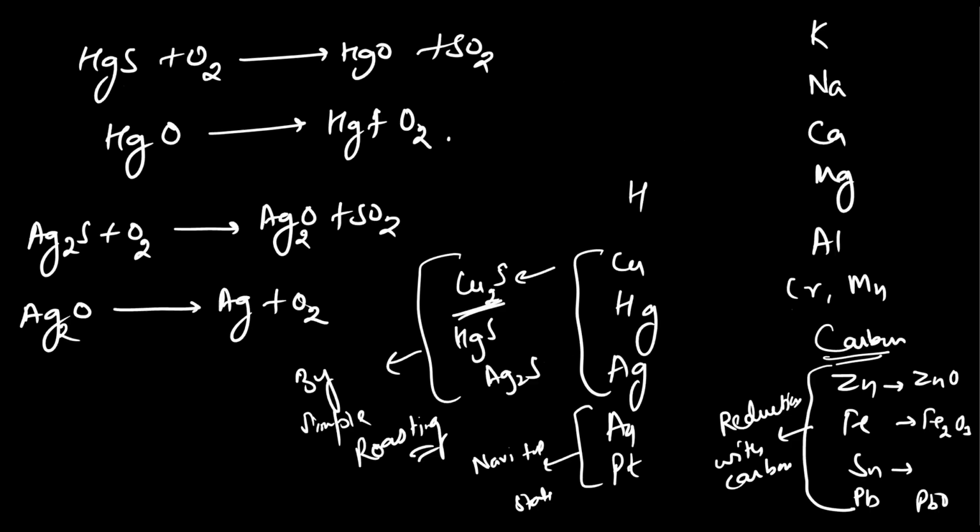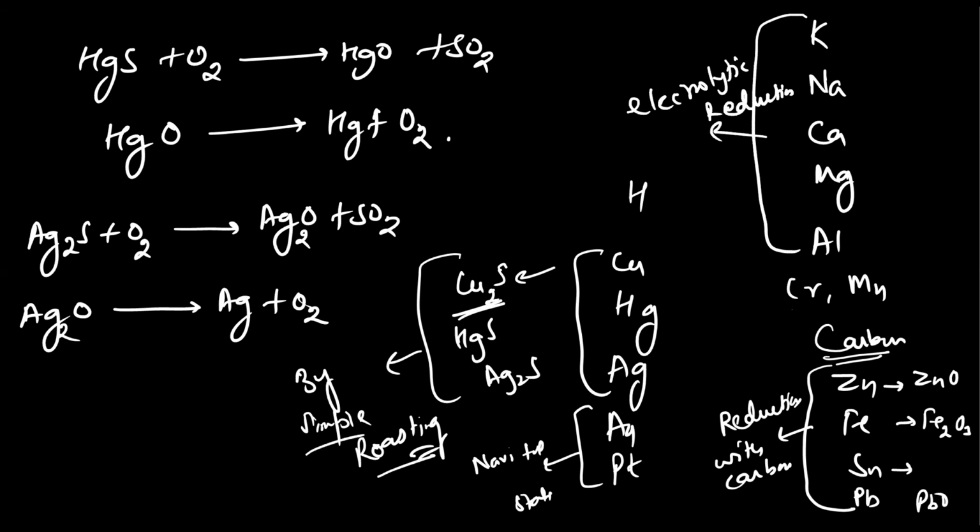These metals we are talking about, like chromium and manganese, can be reduced by aluminium, and iron can also be reduced with carbon. But in order to get it in the molten form, we sometimes use aluminium for its reduction to get iron. And these metals are highly reactive metals, and for these we use electrolytic reduction. So again, these metals by simple roasting, by heating, these by reduction with carbon, these by aluminium, and these by electrolytic reduction.